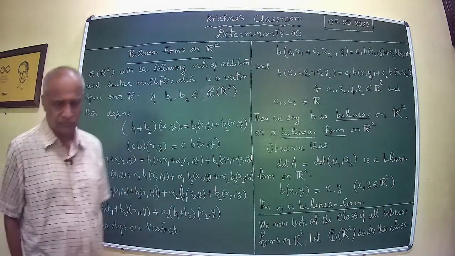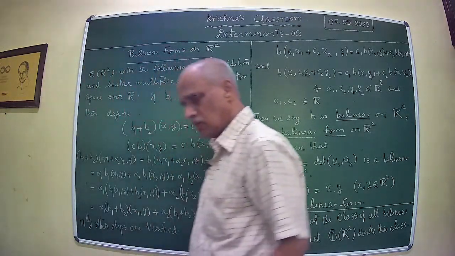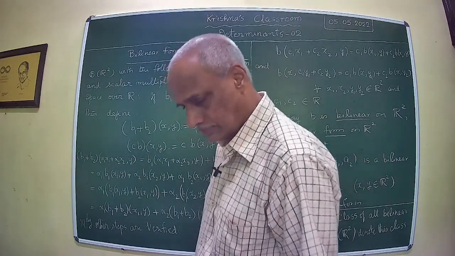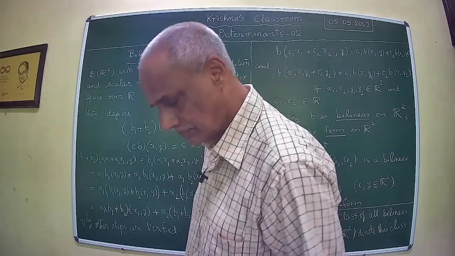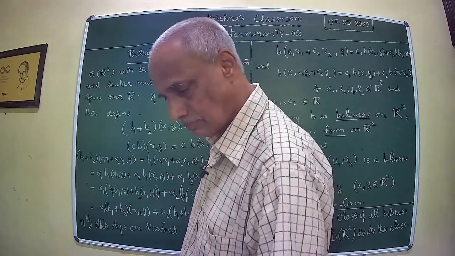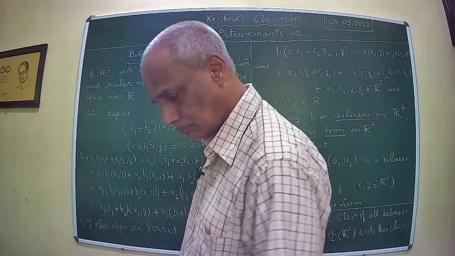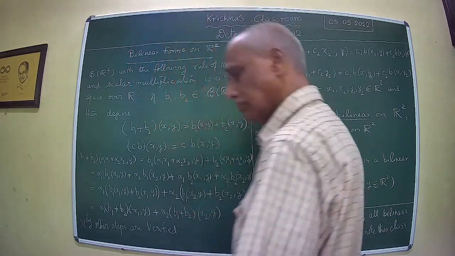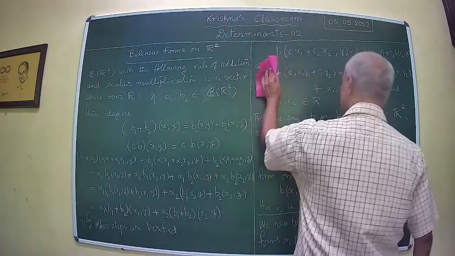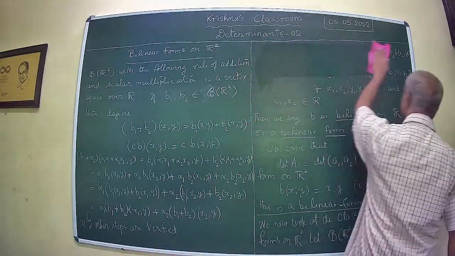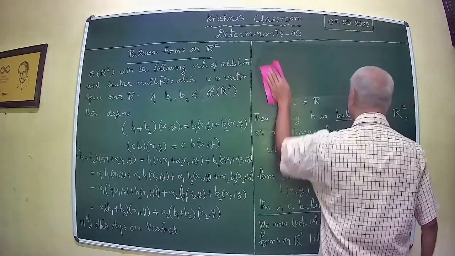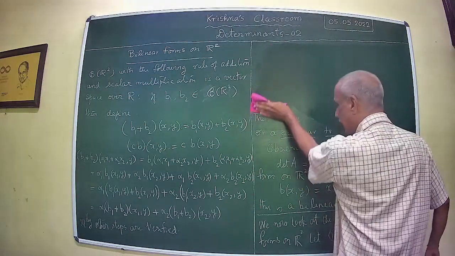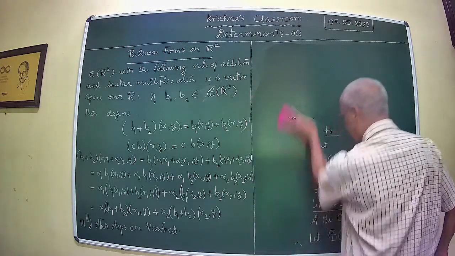Now, naturally, one of the questions that you ask is the following. What is the dimension? This is a natural question, a very simple linear algebra question that you keep asking one after another. What is the dimension of B(R2) over R?